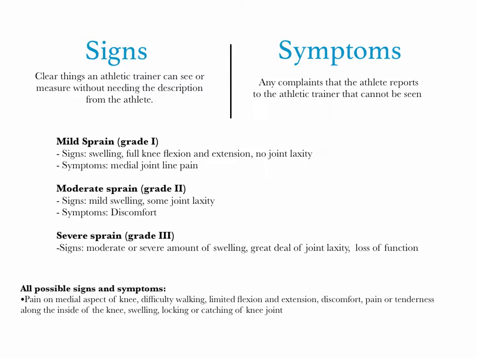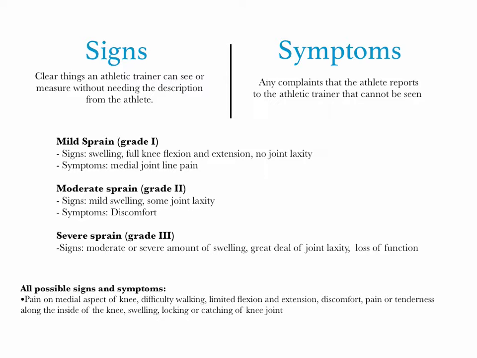So signs are clear things an athletic trainer can see or measure without needing the description from the athlete. Symptoms are any complaints that the athlete reports to the athletic trainer that cannot be seen. For a mild sprain, the signs are swelling, full knee flexion and extension, and no joint laxity. The symptoms include medial joint line pain.